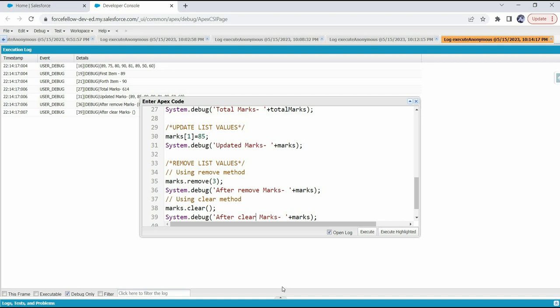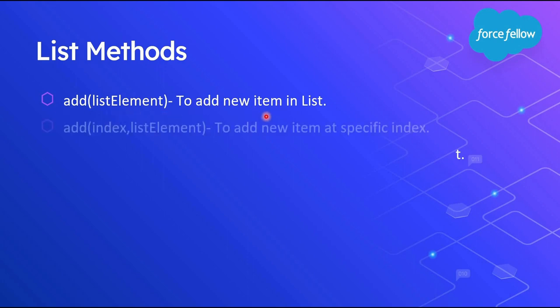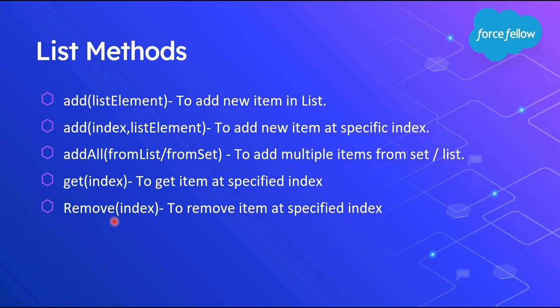And now let's collectively see all the important list methods again. First we have the add method, which we have already seen. This is used to add a new item in a list. And as we have discussed, we have two versions of the add method. So if you want to add a new item at a specific position, then first we need to pass the index value, then the list item. And if you want to add multiple items from a list or set, then we can use the addAll method. And the get method will help us to get an item from a particular index. And if you want to remove a single item, then we will use the remove method. And the clear method will remove all the available items from the list.